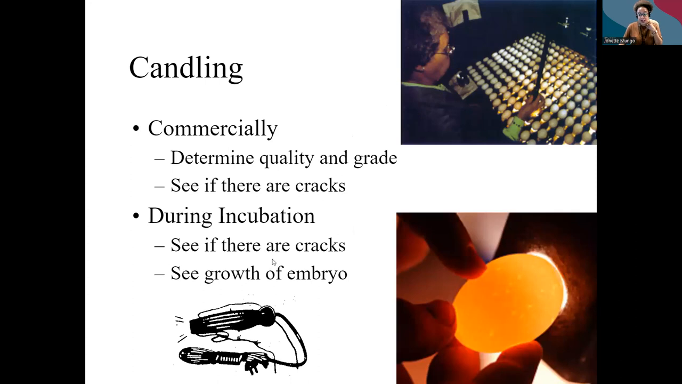Okay, during incubation, you can actually watch the growth of your embryo and see if there are any cracks forming on the inside and to make sure that you have a live chicken inside. The older the chick gets, the more opaque your egg will become because that chick is in there. So there'll be less light inside of your egg because you'll be looking at the dense body of your baby chick.